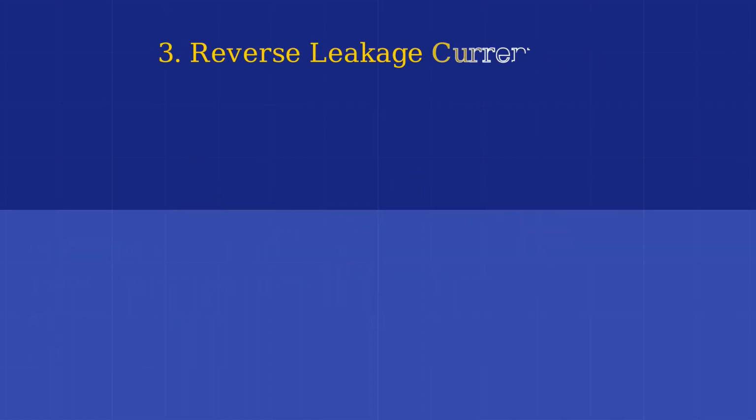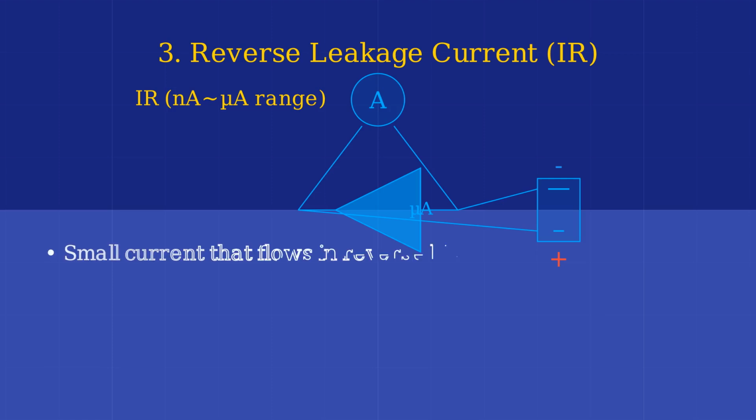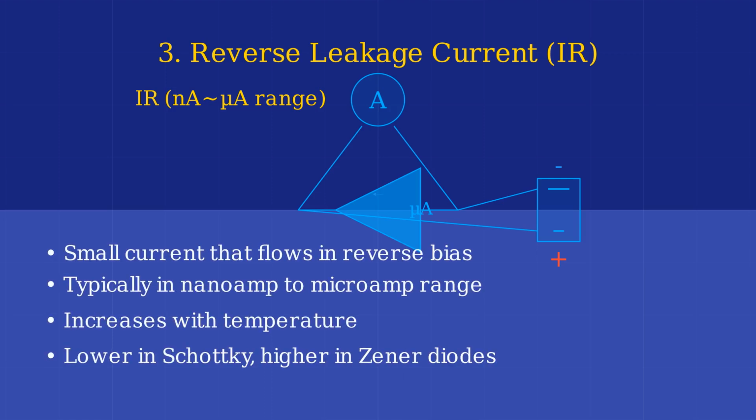Reverse leakage current, or IR, is the small current that flows when a diode is reverse biased. Ideally, this would be zero, but in real diodes, it's not. This leakage current is typically very small, in the nanoamp to microamp range for silicon diodes. It increases with temperature and varies by diode type.